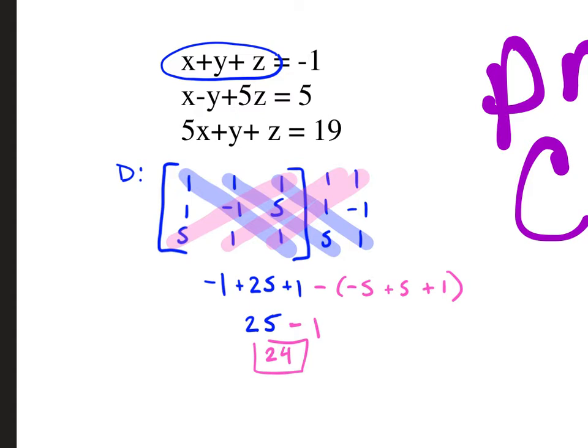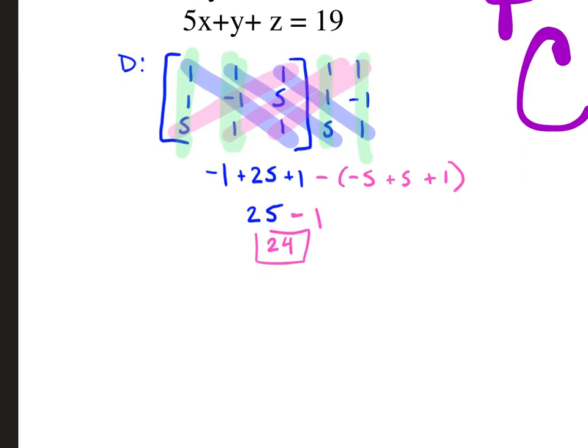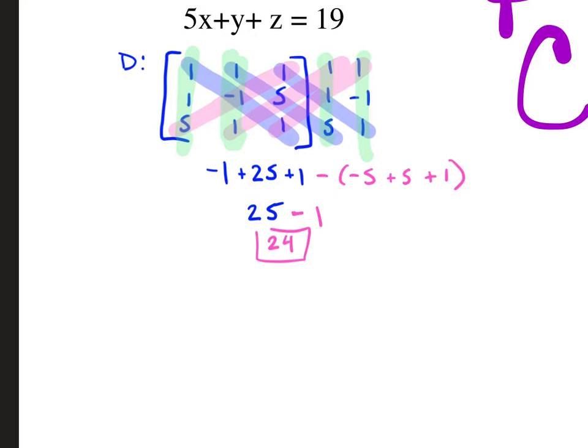All we do for the numbers on the outside is just repeat the first two columns. So we just rewrite them on the outside. All right, next we need to find D sub x. So what's the one difference here to find D sub x? What do we have to do?